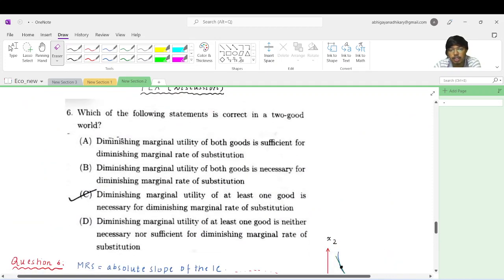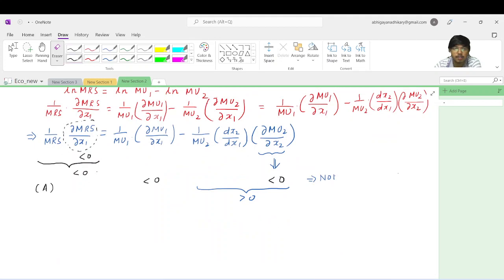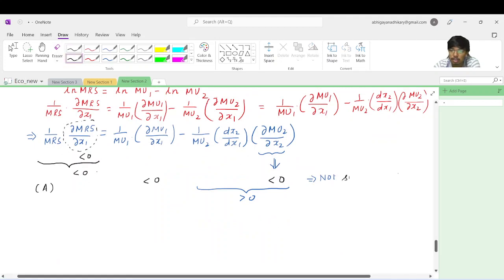So what is my initial statement? Diminishing marginal utility of both goods. This is my first part of the statement, and the second part is diminishing MRS. So sufficient means diminishing marginal utility of both goods will ensure diminishing MRS, which is not the case. So this is not sufficient. It need not be the case. That is what I mean to say. It may be, it may not be. It depends on what the signs of the other terms are.